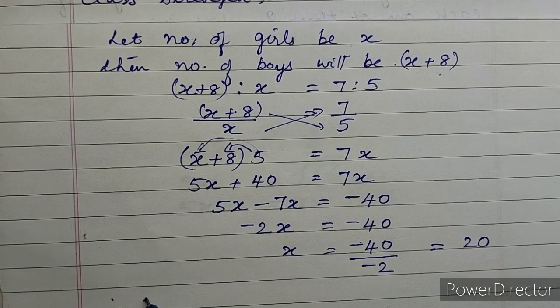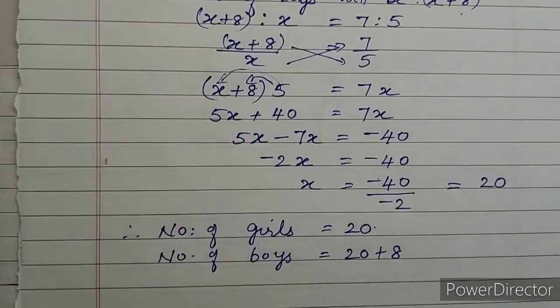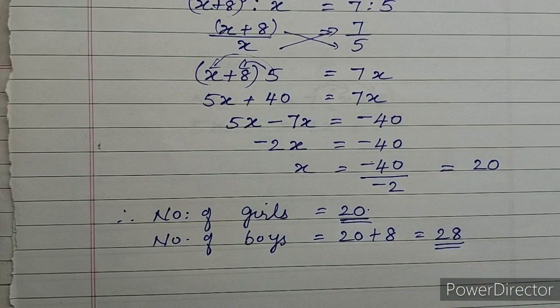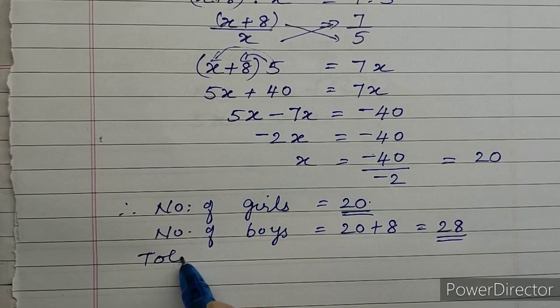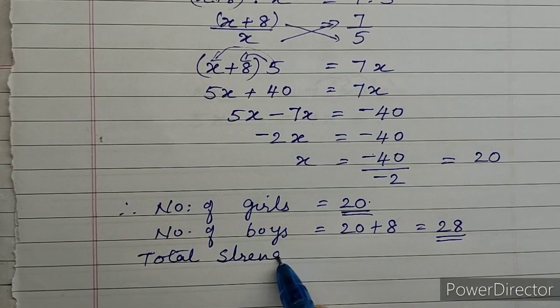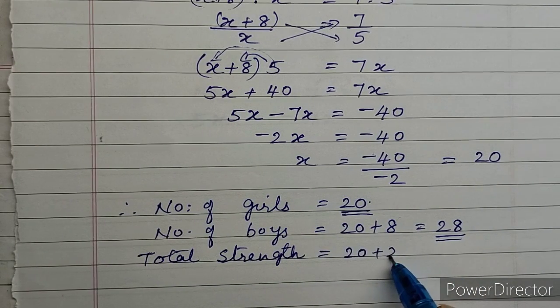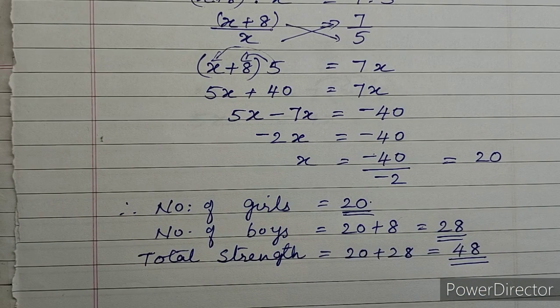So therefore number of girls equals 20. Number of boys equals 20 plus 8, which is equal to 28. So number of girls and number of boys you got. So what will be the total strength? Total strength means boys and girls together, 20 plus 28, which is equal to 48. So 48 is the total strength of the class.